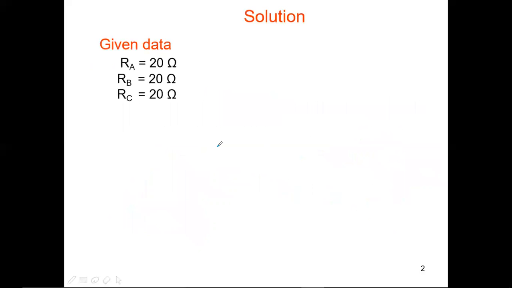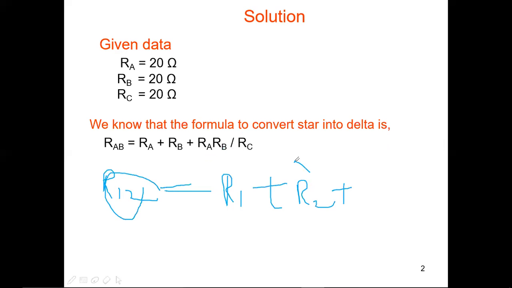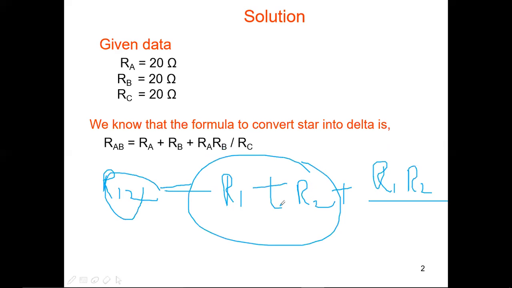Here you go. This is the given data, RA, RB, RC. You should denote those terms as RA, RB, RC, or R1, R2, R3 as per your interest. Next, we know the formula to convert star into delta: R12 equals R1 plus R2 plus the product of these two terms, R1 R2, divided by the rest of the term, R3. This is a simple way of writing the equation.